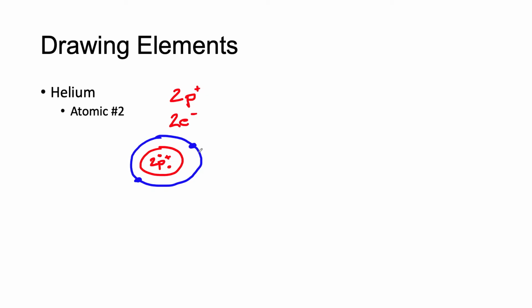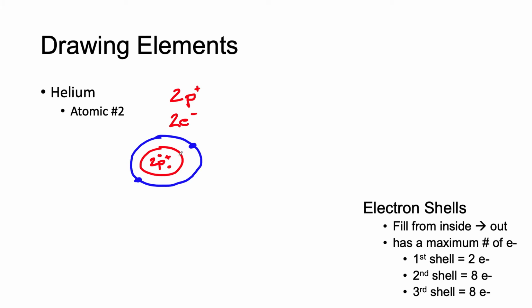Now remember when we talked about our electron shells, we fill from the inside to the outside, and each shell has a maximum number. The first shell has a maximum of 2 electrons, and that's in fact what we have in here because we only had 2 electrons. Now, does this element fulfill the octet rule? Remember, the first shell has to have 2 electrons. The second shell can have up to 8 electrons, and the third shell can also have up to 8 electrons. Because this is the first shell, it satisfies the octet rule because it has 2 electrons.